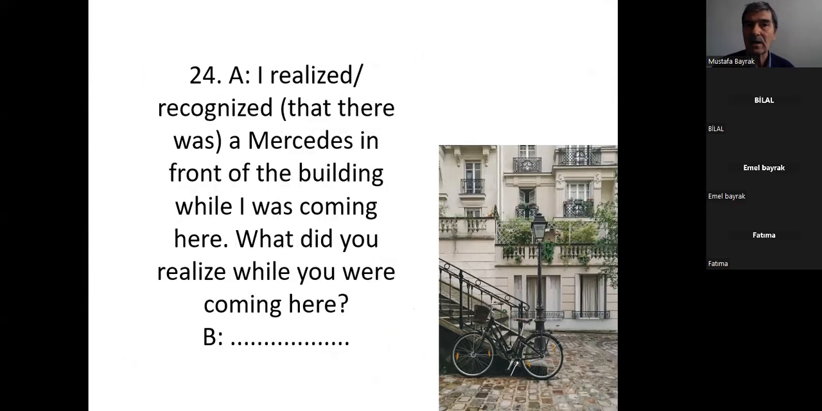24. I realized that there was a Mercedes in front of the building while I was coming here. What did you realize when you were coming here? I realized that there was nobody in the street.